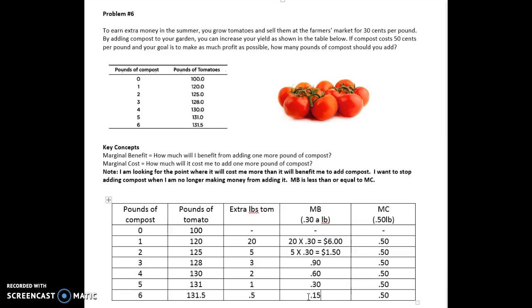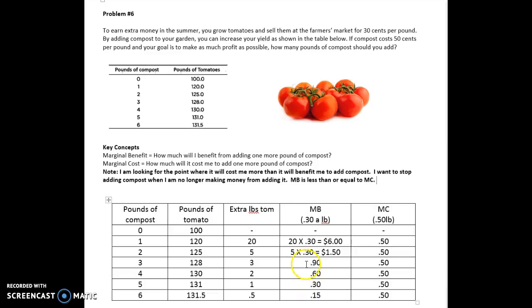So at some point, I'm going to have to determine that it's no longer benefiting me to add compost. It's actually costing me more to add compost, and I'm not getting any benefit from adding all this compost. At some point, I've got to stop adding the compost. So where would that be? Well, let's go back to the note that we made. We are looking for the place where marginal benefit is less than or equal to marginal cost. So where is that here?